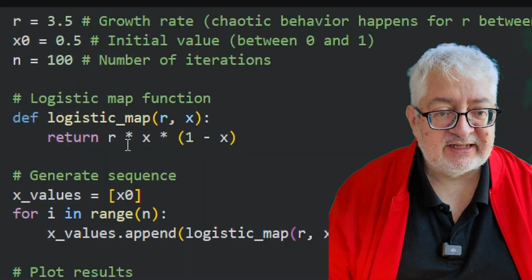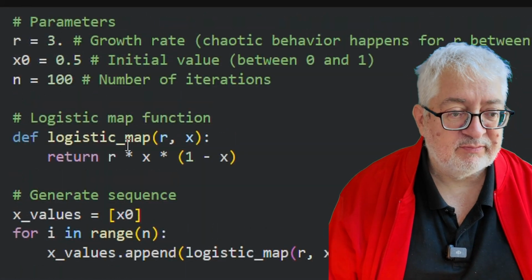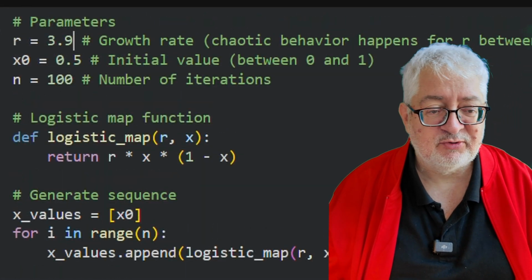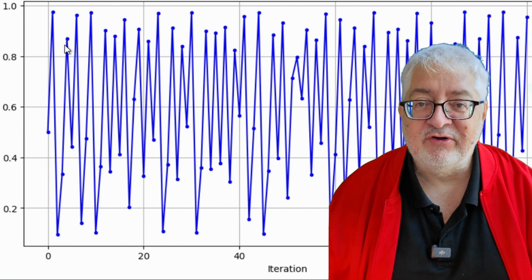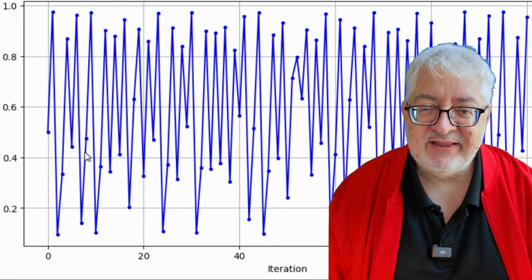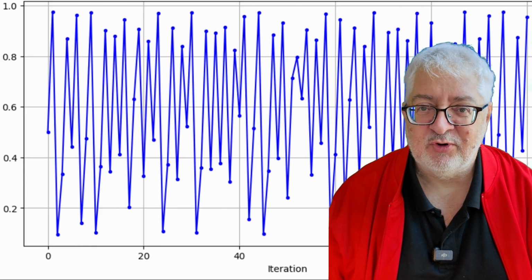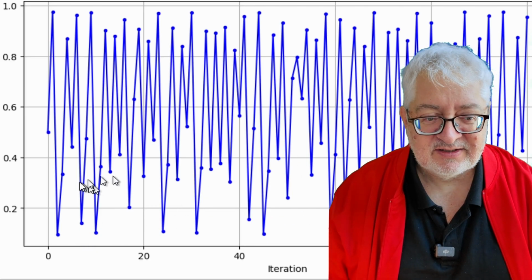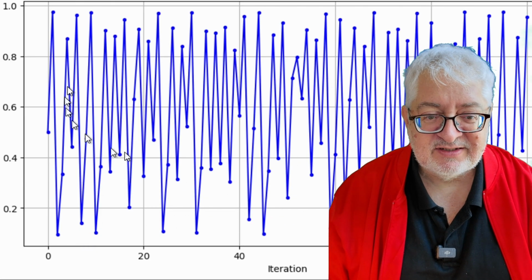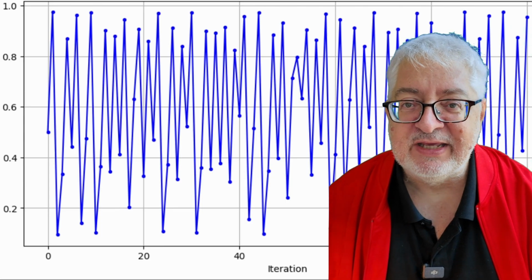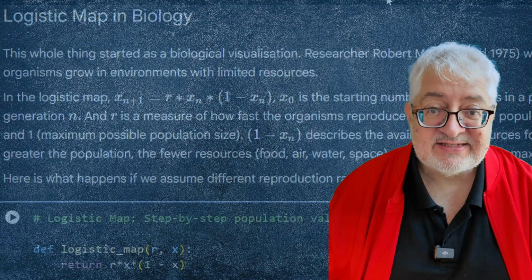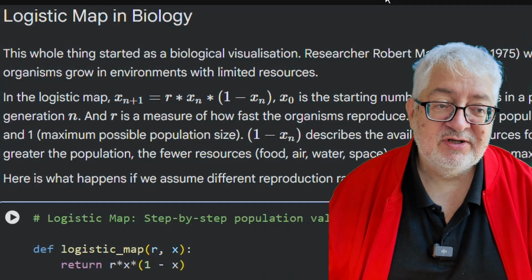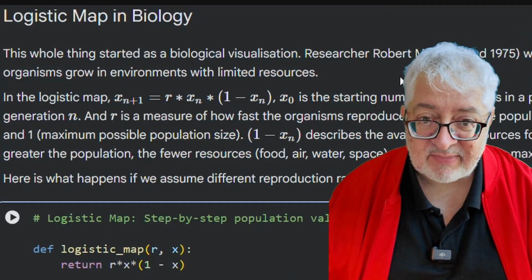And so on. And then at some point, when you go to 3.9, you have such a high reproduction rate that now you have this chaotic behavior where the number of rabbits is not predictable anymore. You will get some number of rabbits that you cannot tell what it will be until you actually measure them. Yeah, that's it. That's the biological interpretation of the logistic map function.